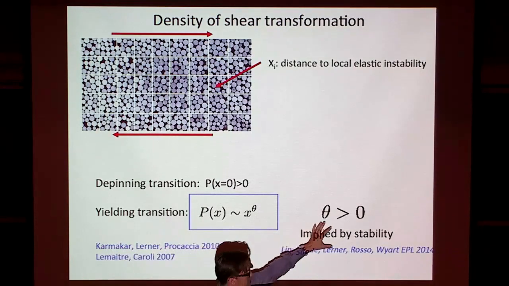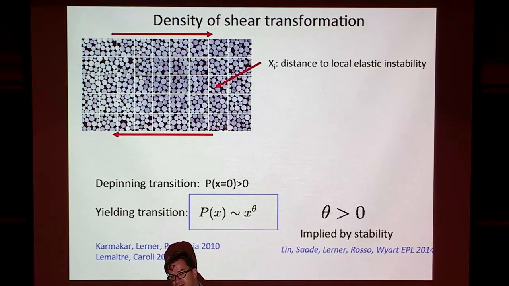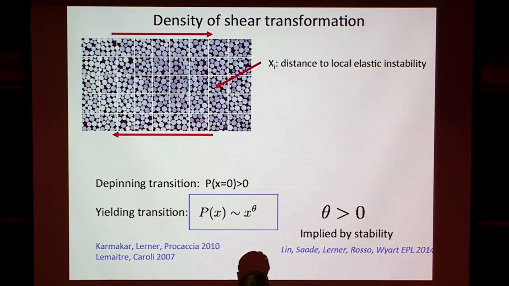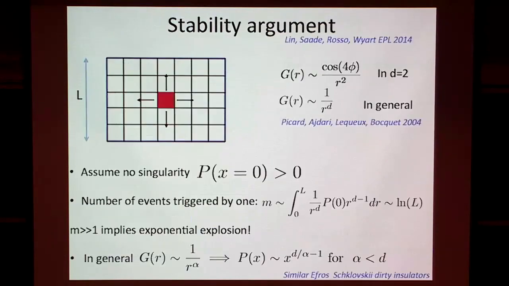So our contribution here is to say that theta is actually instead a non-trivial exponent, and that what really governs it is the fact that you have long-range interaction between shear transformations. And we produce an argument to show that purely from stability reasons, P of x actually has to vanish when x goes to 0. So this is the argument, and this is pretty simple. We think about triggering a shear transformation at the origin of the system, and we ask what happens next.